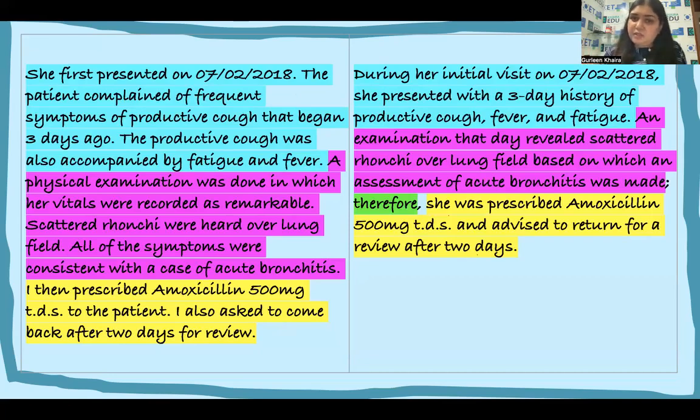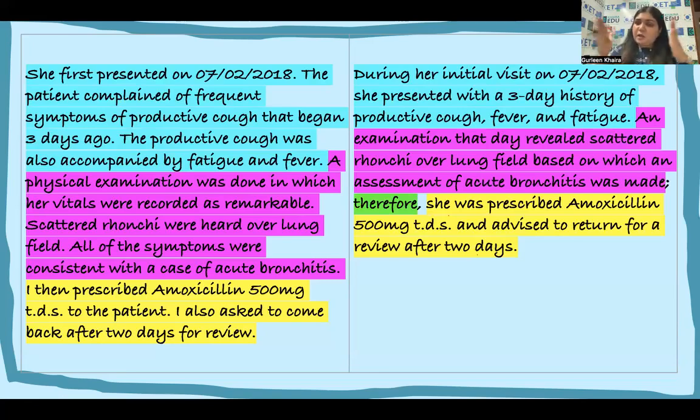Initially, on 7th, she presented, or we can also write, during her initial visit on 7th, the patient presented with a 3-day history. What we did is mention the duration of when the symptoms began. In front of the noun history, we made this into an adjective, the duration, 3-day. You can use this if you want to mention the duration of the symptoms when they started, X-day or hour, whatever the unit that you want to use.